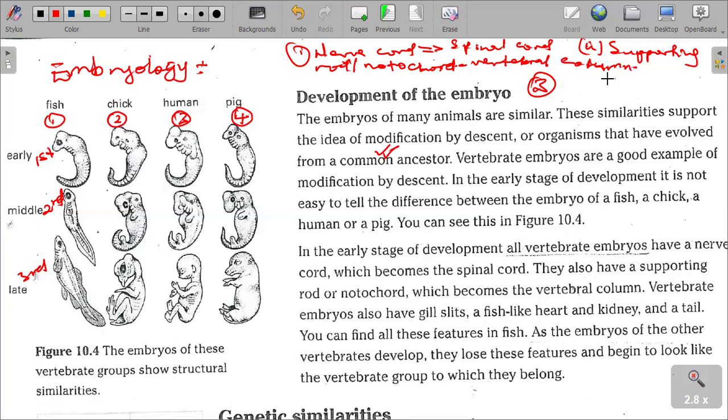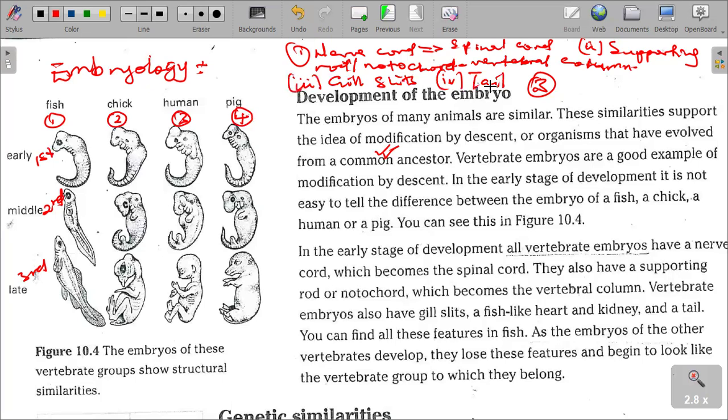The vertebrate embryos also have the gill slit as number 3. They all have gill slits, and then also a fish-like heart, and also a tail. We can mention many points there. They have a tail also.